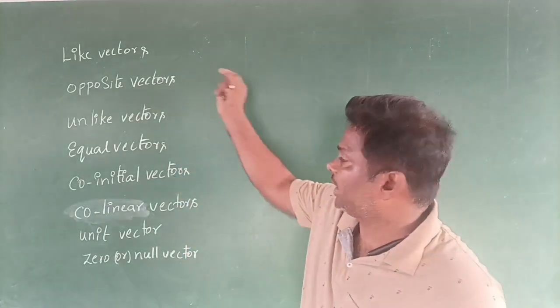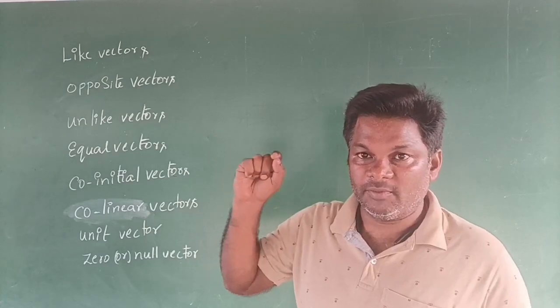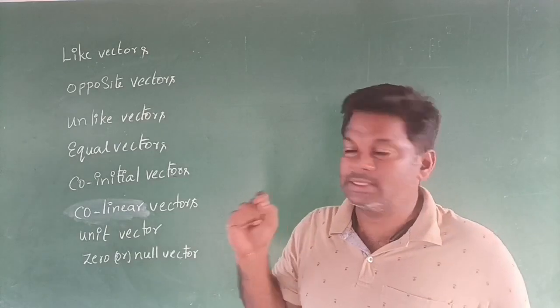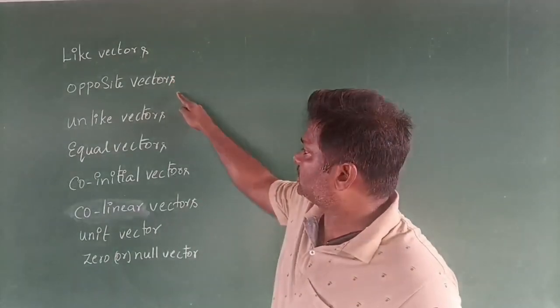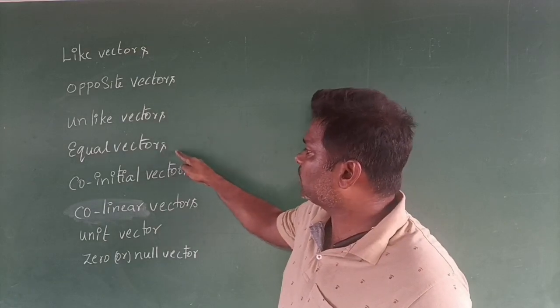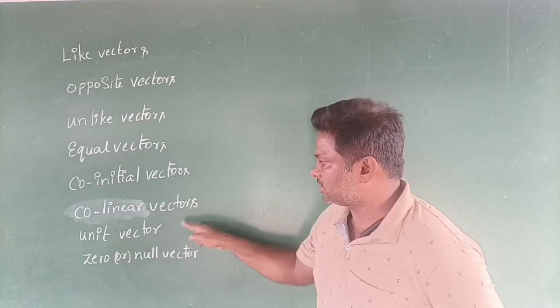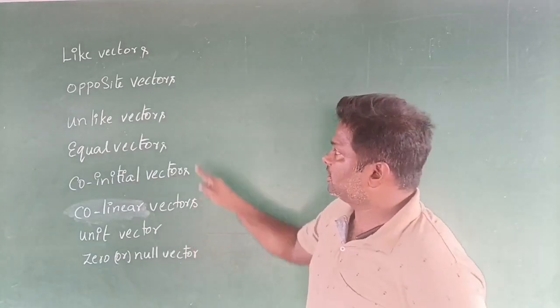Look, I'll give you headings. Everyone, please note them down. Like vectors, opposite vectors, unlike vectors, equal vectors, co-initial vectors, co-linear vectors, unit vector, zero vector or null vector.